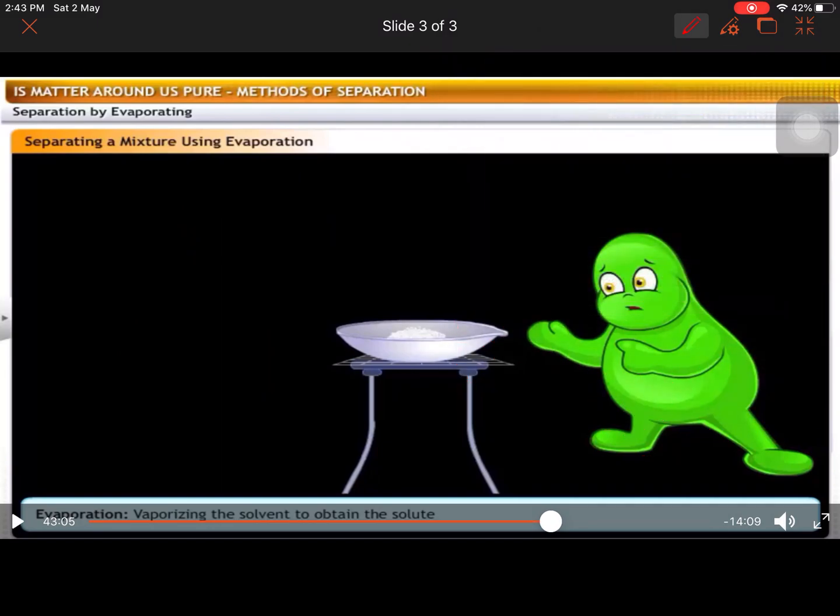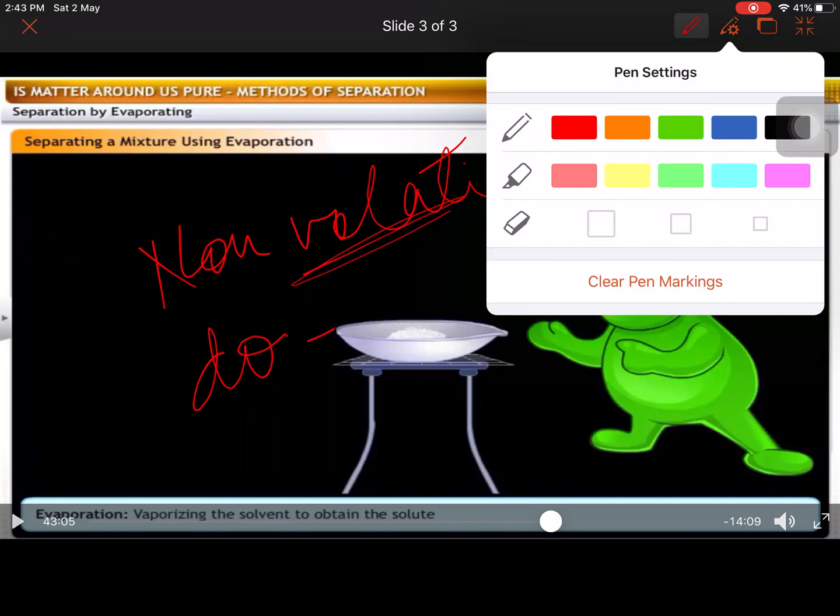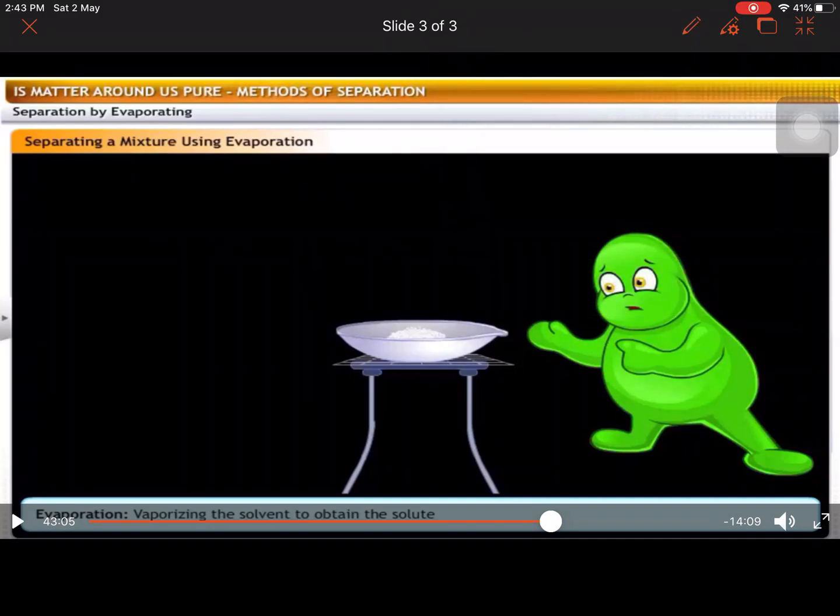When you hear non-volatile, it means those substances do not evaporate at room temperature on their own. So if I have a non-volatile solute, like salt, which does not evaporate by itself, such a solution can be separated by using the evaporation technique.